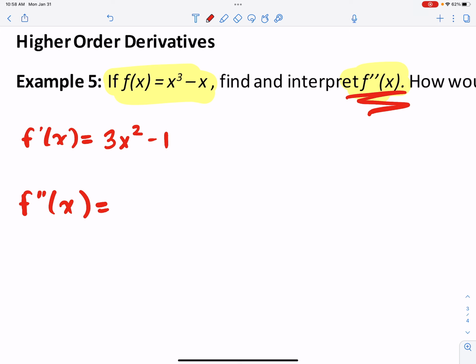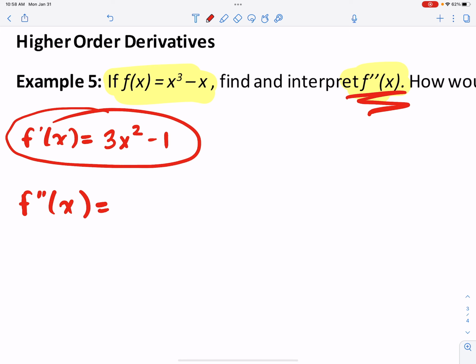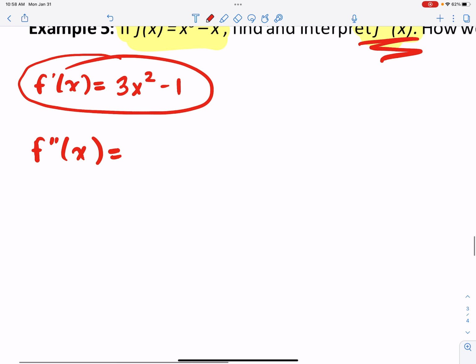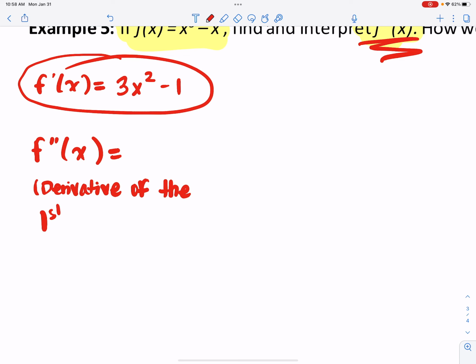You know the first derivative, you know the derivative is 3x squared minus 1. I mean, I just told you that. But if you wanted to find the second derivative, that just means you would find the derivative of the first derivative. That's what that means, okay? And again, I mostly read it as f double prime, but you can also just say the second derivative of this function f of x. You would find the derivative of the first derivative.